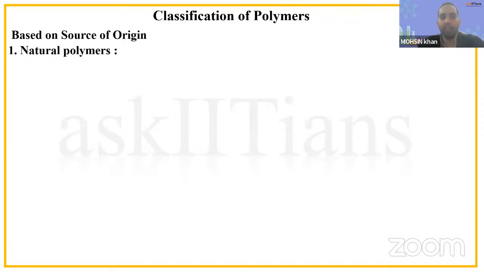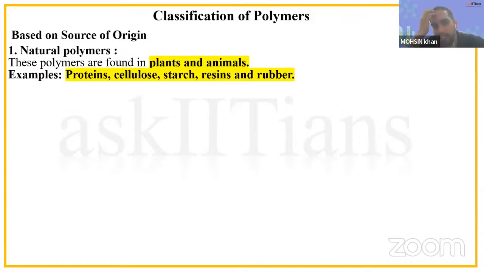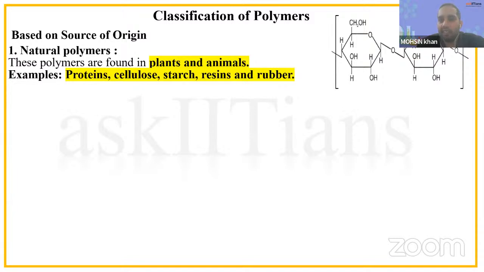Natural polymers are obtained from natural sources like plants and animals. Polymers found in plants and animals are natural polymers. Examples are protein, cellulose, starch, resins, and rubber, which are polymers found in plants and animals. Like this is the structure of cellulose. So cellulose is a natural polymer.